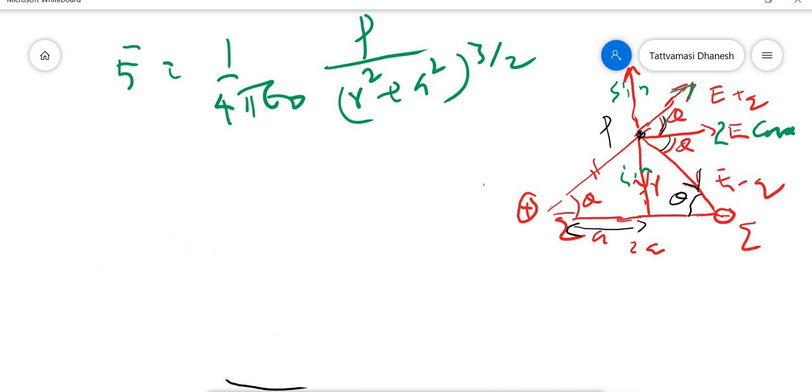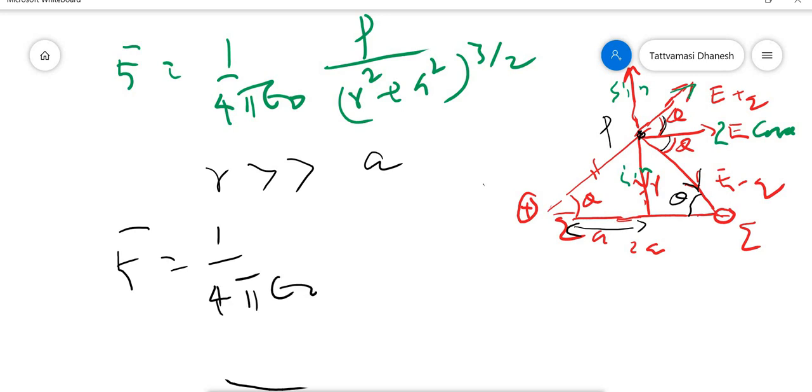So you got this. Now we will take one approximation. You know that here R is very much greater than A. A is half of the length of the dipole. So when you neglect it, the equation becomes E is equal to 1 by 4 pi epsilon 0 into P by R square the whole raised to 3 by 2, which you can write as R cube. So this is the equation, 1 by 4 pi epsilon 0 into P by R cube.